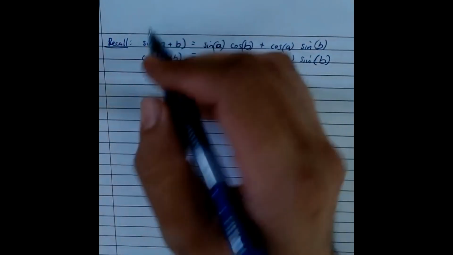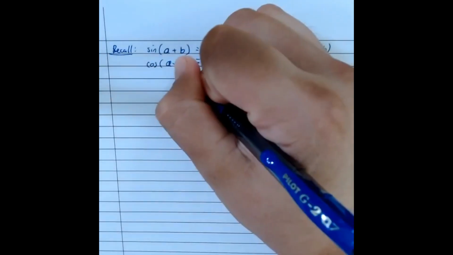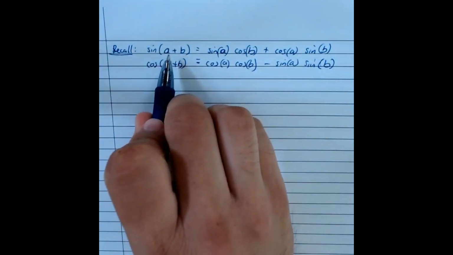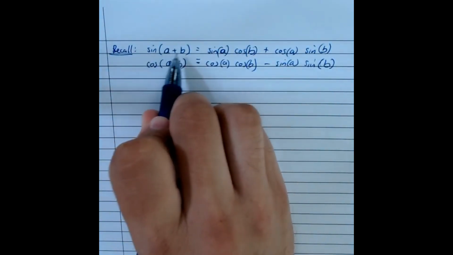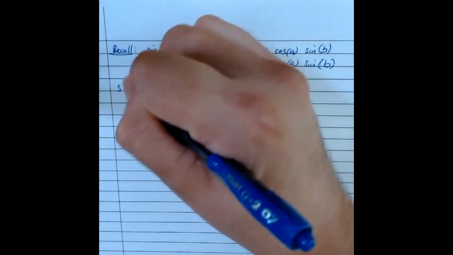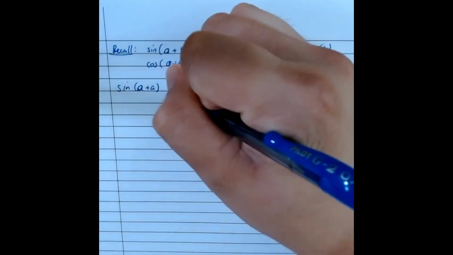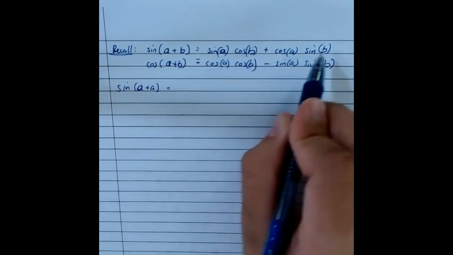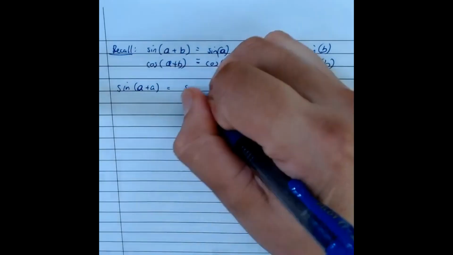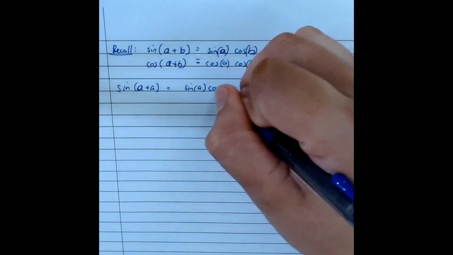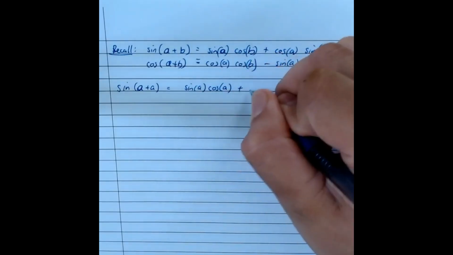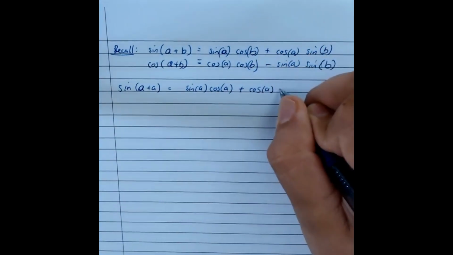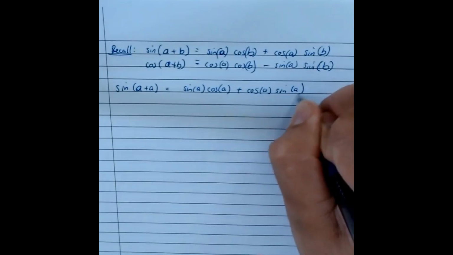From these two, we can derive a few others that are equivalent to these, but useful to know in their own right. So first of all, let's say we actually had two of the same angle. So instead of sine of a plus b, let's say we had sine of a plus a. That would be the same as what we have here, except all of these b's would be replaced by a's. So that would be the sine of a times the cosine of a plus the cosine of a times the sine of a.